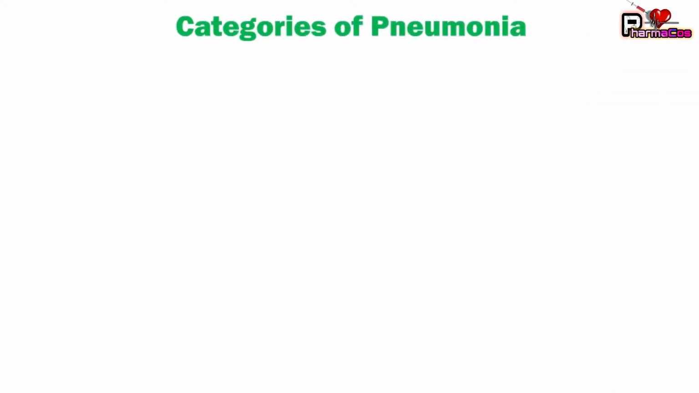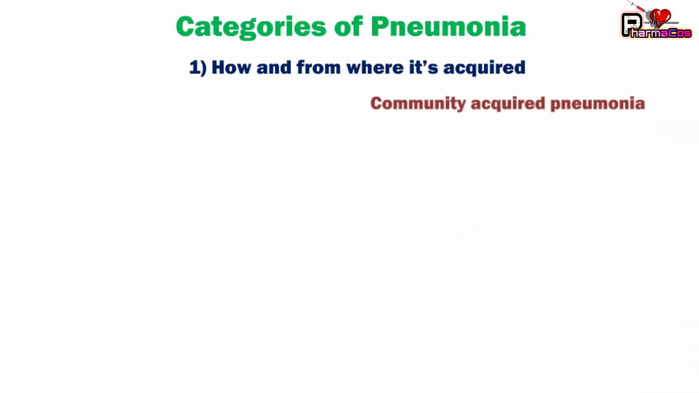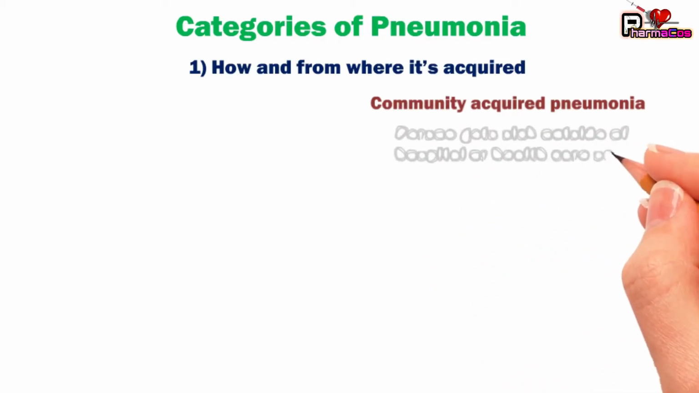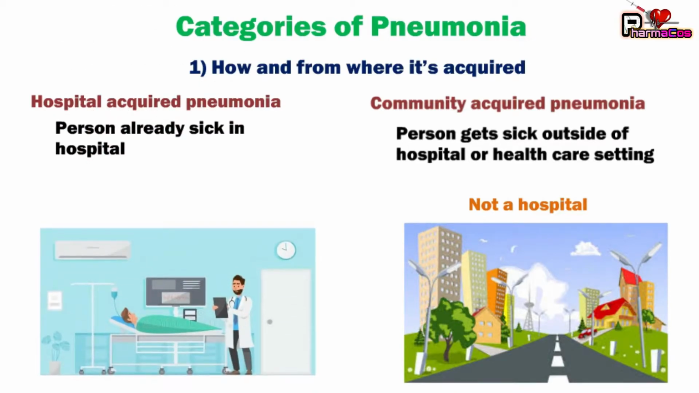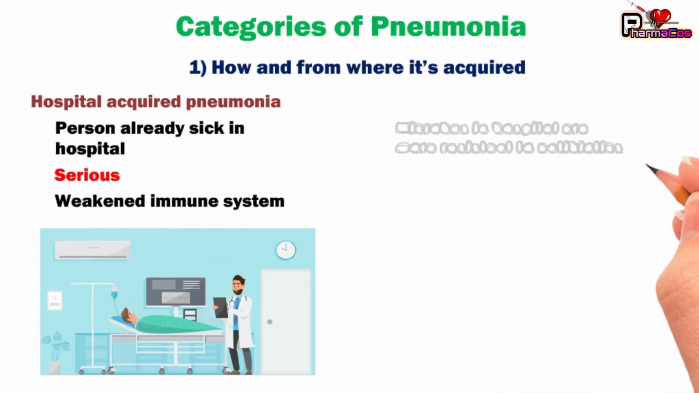Pneumonia can be categorized by how and where it's acquired. The most common is community-acquired pneumonia. Community-acquired pneumonia occurs when a person gets sick outside of the hospital or healthcare settings. Next is hospital-acquired pneumonia, or nosocomial pneumonia, which is when a person gets pneumonia when they are already hospitalized for something else. This type tends to be more serious because sick patients often have a weakened immune system and microbes in hospitals are often resistant to common antibiotics.